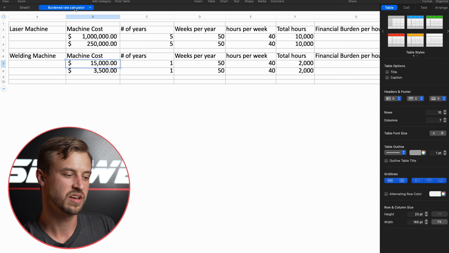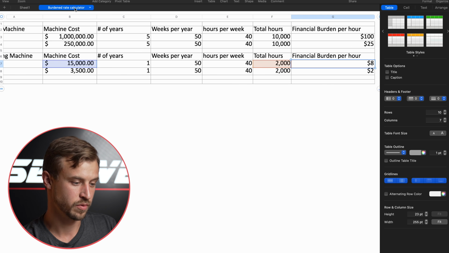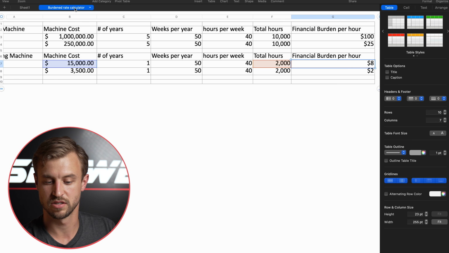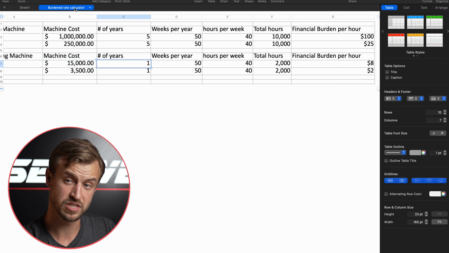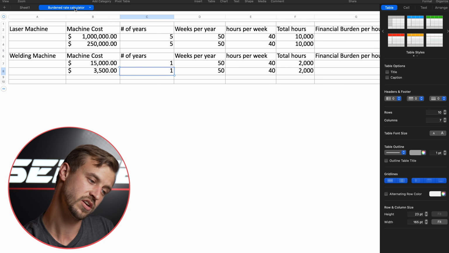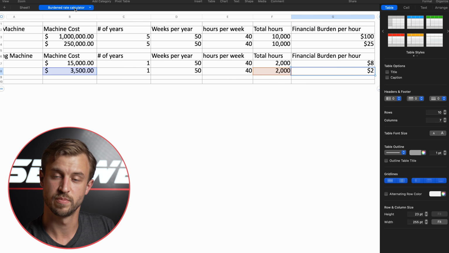If you take a $15,000 welding machine and you need to pay for it in a year, we go through the same calculations. So the financial burden per hour, you need to make $8 every single hour to pay for your welding machine. If you're able to get a $3,500 welding machine, same calculation, paying for it in 1 year, you need to make $2 an hour to pay for that machine.